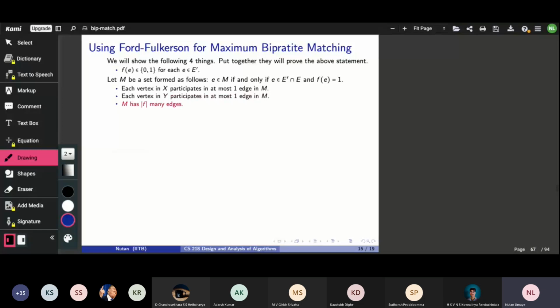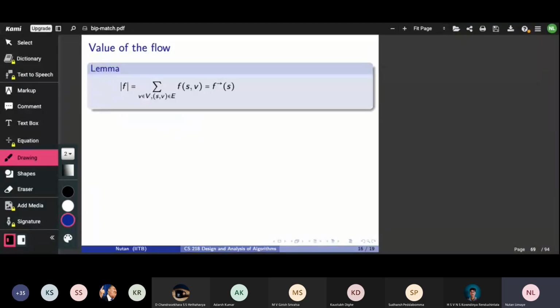So now the final thing, that M has F many edges. So we are going to try to appeal to it from first principles. So we are going to go back to something that we have learned in the past. This will be a quick recap for all of you. If you recall, we have shown that the flow in the network equals the flow. This is by definition that the flow in the network equals the flow leaving the source vertex, and that also equals the flow entering the sink vertex.